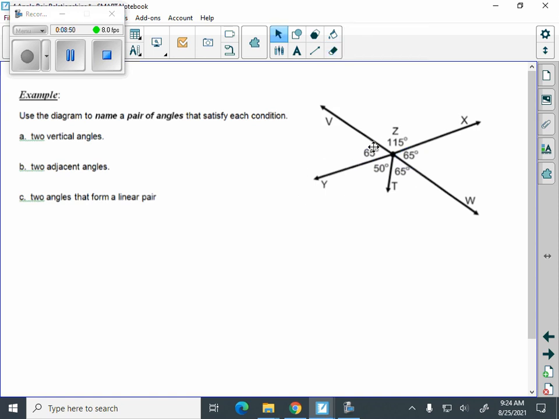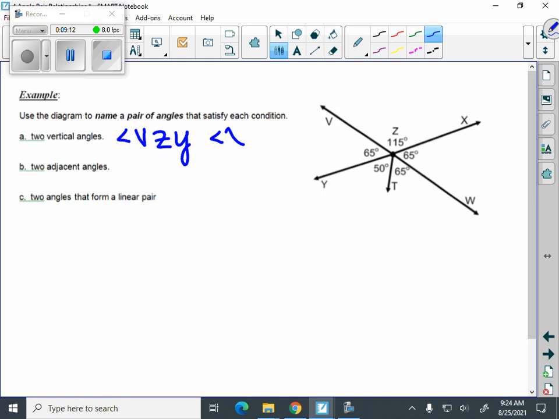I'm going to erase that just so I can see the proper letter here. But we can say that angle VZY and angle XZW are vertical. Again, that's the 65 here and the 65 here. So there's two vertical angles.